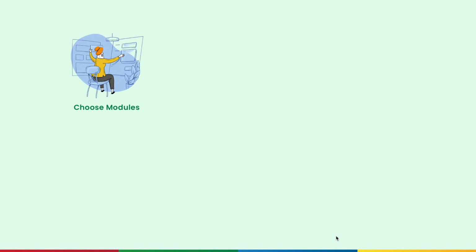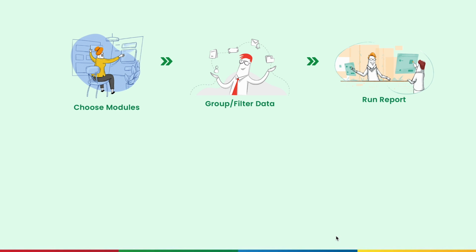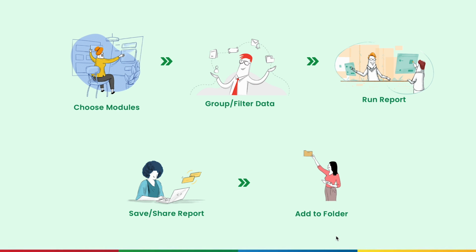The new reports allow you to build a relationship between the data sets that matter. You can do this by establishing the aforementioned parent-child relationship between the modules you want to include. You can group or filter data. You can run the report and view the preview. You can save and share the report, and later you can add them to folders and share them with CRM users or with some other external recipients too.